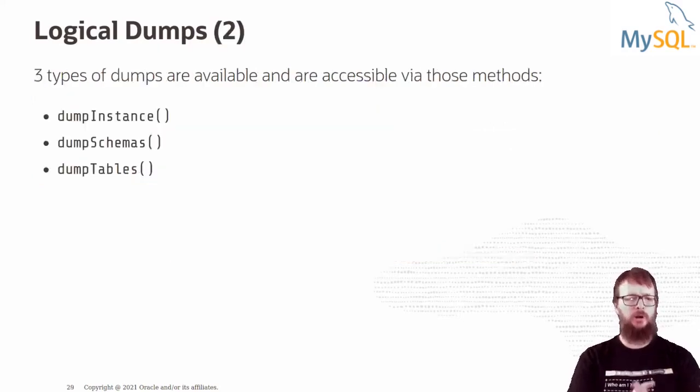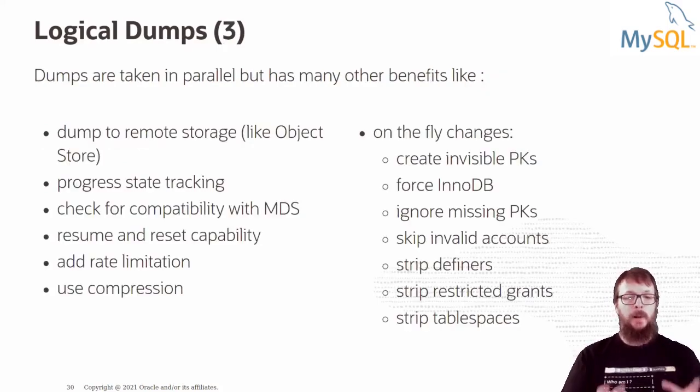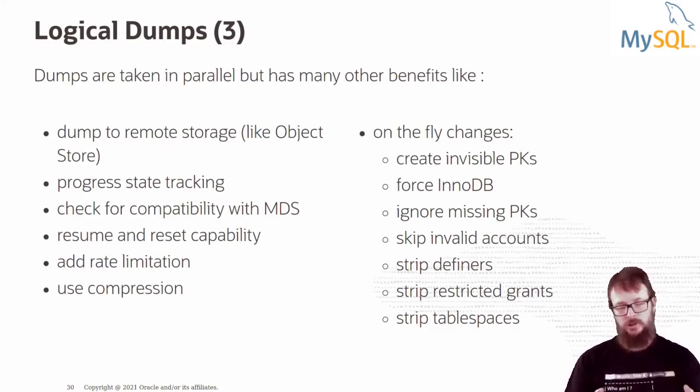There are three types of dump that we can do. Dump an instance, so we dump the full instance; dump a schema, so we dump a full schema; or dump a table or multiple tables only, right? All these dumps are taken in parallel, which is very nice, and you will see that we can load them in parallel also. So it's wonderful. It also has other benefits: you can dump to remote storage, for example to an OCI object store, and you have a progress display, so you can track the progress of the dump or of the load.